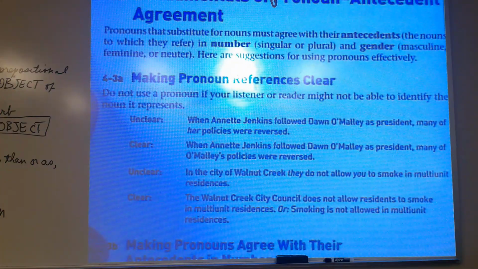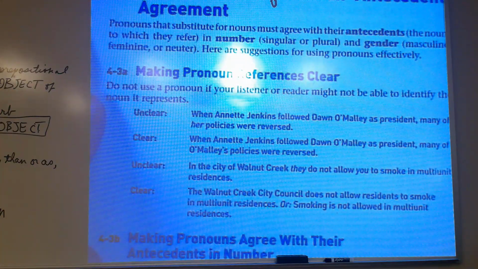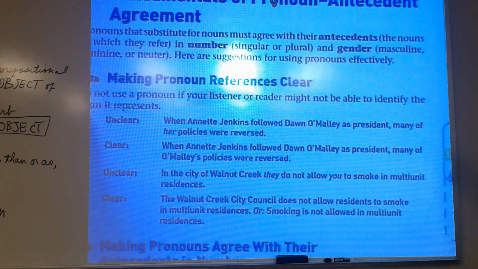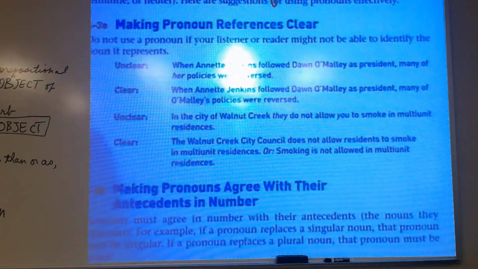Okay, level 2, pronouns and antecedent agreement. Pronouns that substitute for nouns must agree with their antecedents, the nouns to which they refer, in number, like for example singular or plural, and also in gender, masculine, feminine, or neuter. Okay, so this one's unclear.